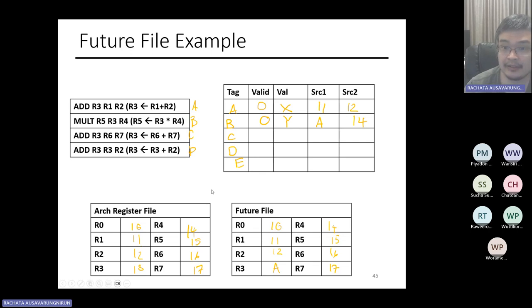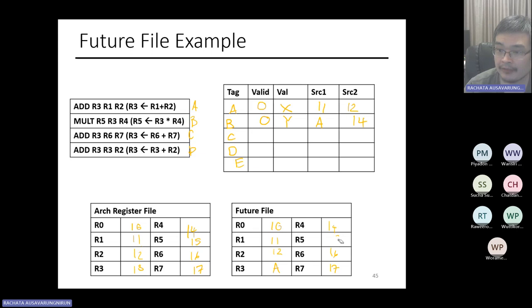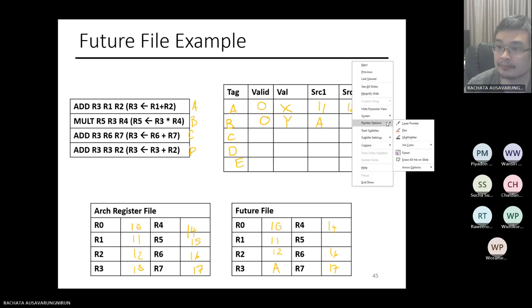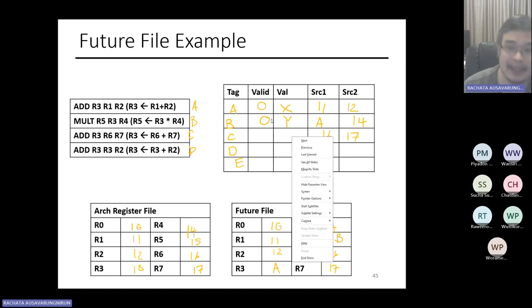Now, the second instruction modifies R5. So I go and modify the future file, so R5 is going to become B. The third instruction needs R6 and R7. R6 and R7 are 16 and 17. Both of them are valid, so you can actually dispatch them.